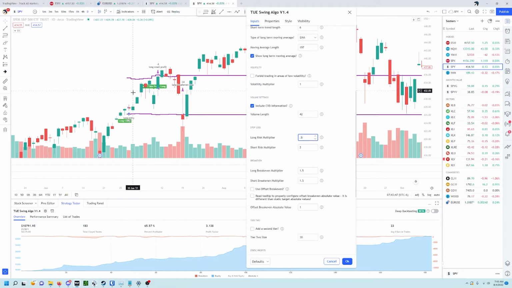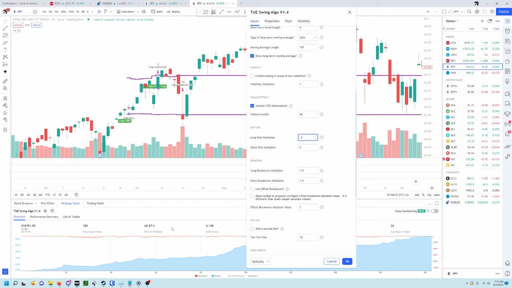The one we're on right now is SPY, and over time, SPY virtually only goes up. So bringing the risk multiplier up will probably help the profit factor a little bit.